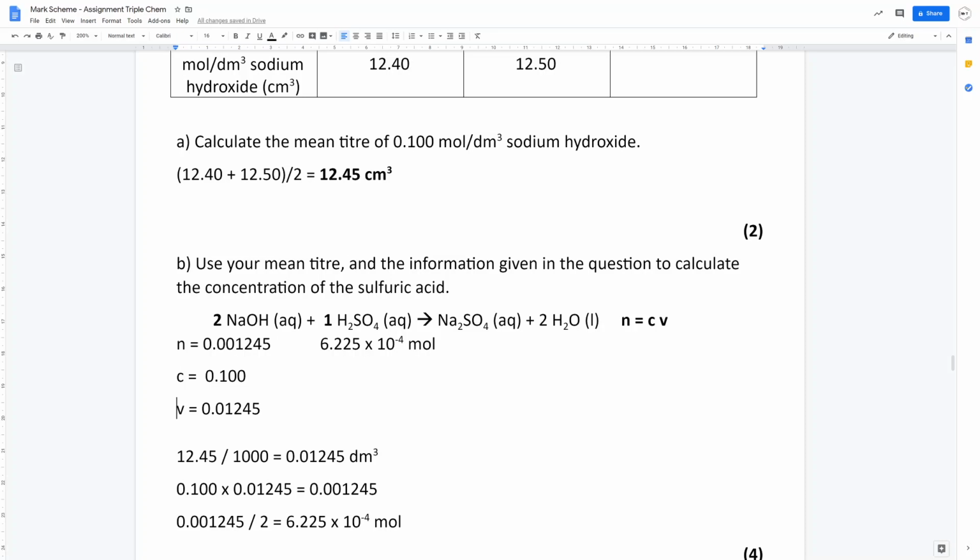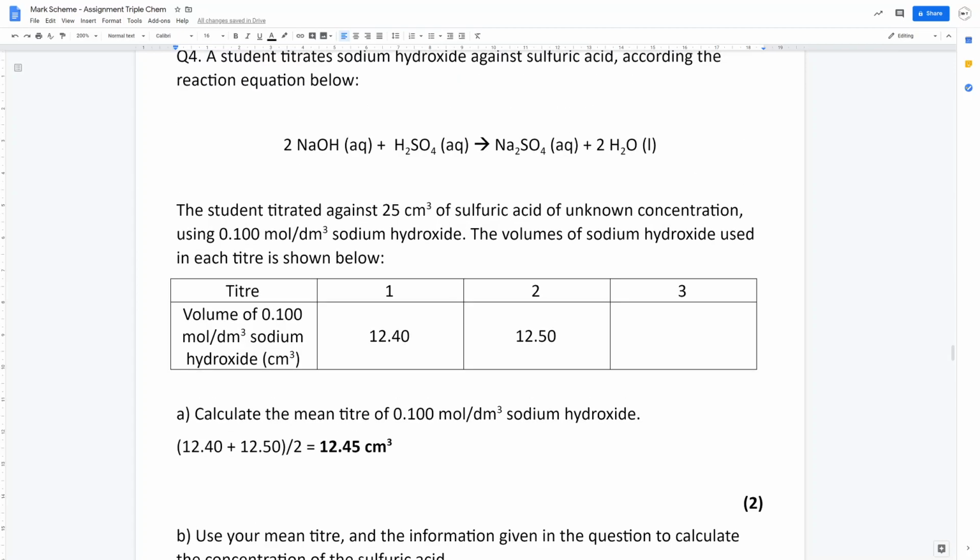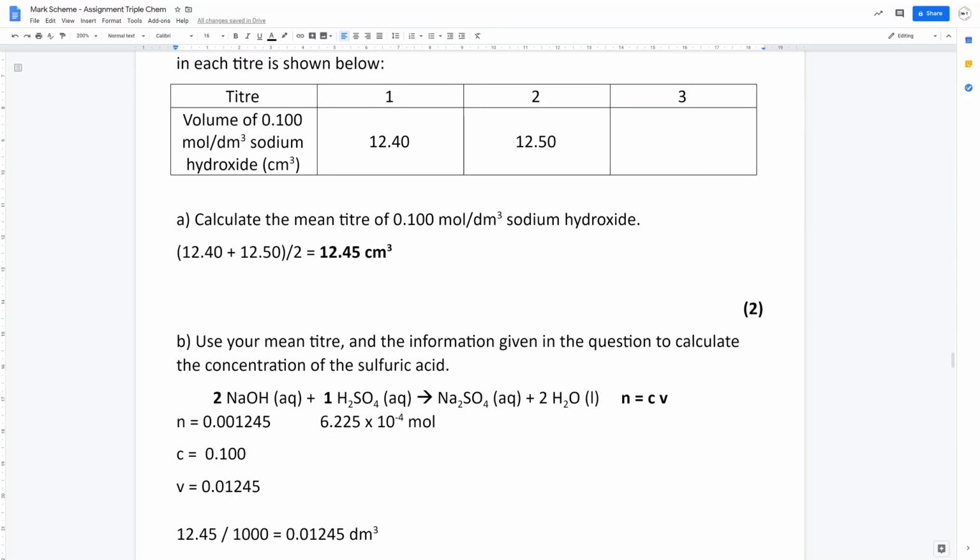Do I know concentration? Do I know volume for the sulfuric acid? Well, it says here the concentration is unknown. And that's actually what we're trying to work out, right? Calculate the concentration of sulfuric acid. So what I'm going to do is just over here, put a little question mark because that's what we're trying to work out. That's the aim of this entire question.